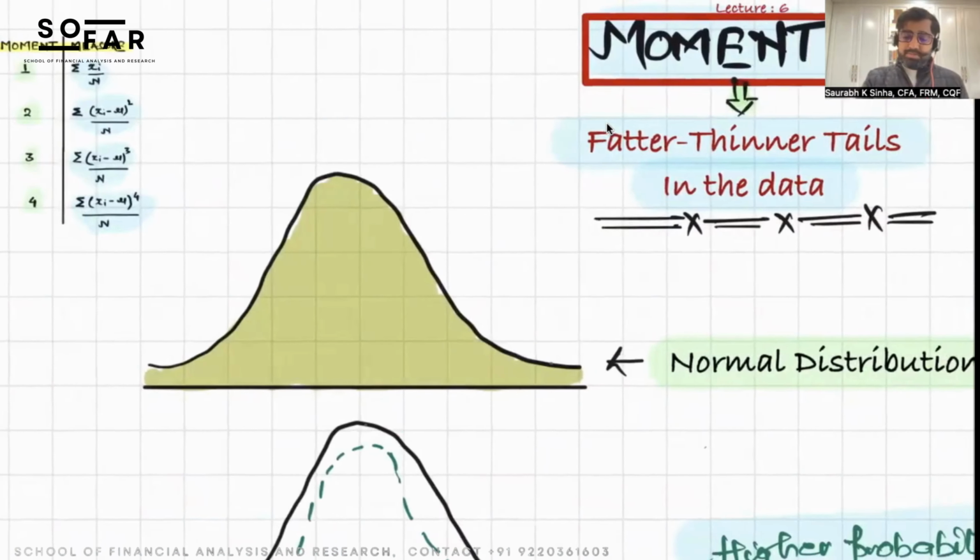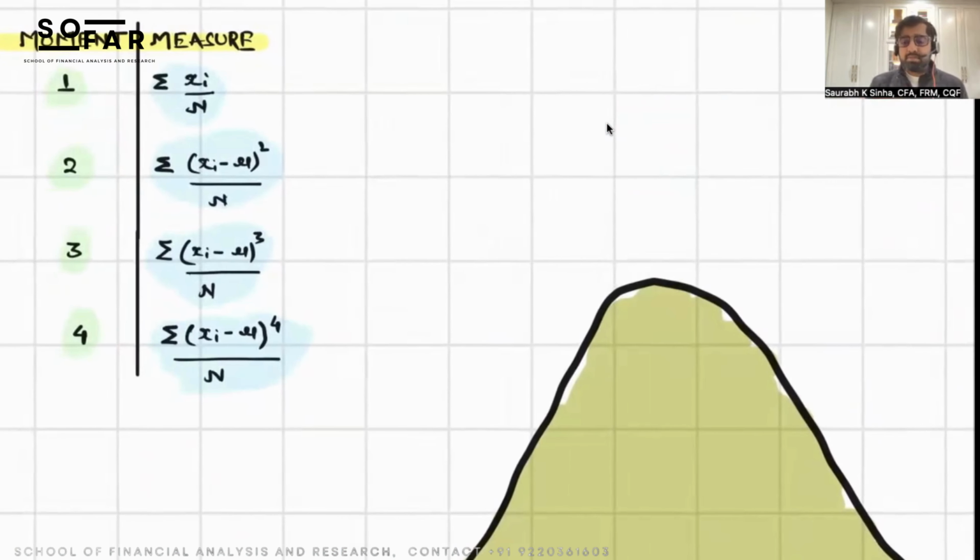Now, in moment one, the formula for the mean, which was the center, was the summation of xi upon n. The power was 1. This was the mean formula. For moment 2, this was the variance formula. The formula was the summation of xi minus mean raised to the power 2 upon n. This was the formula for variance. Okay? Moment 2, power 2.